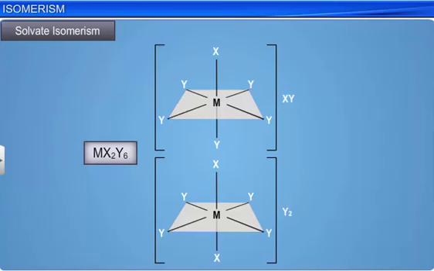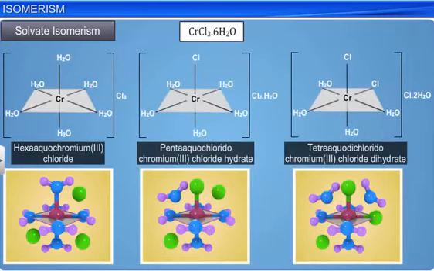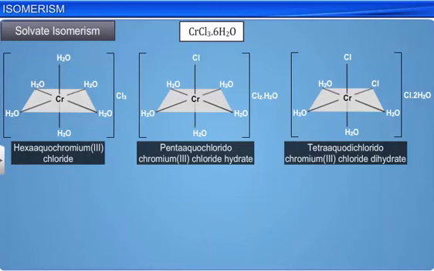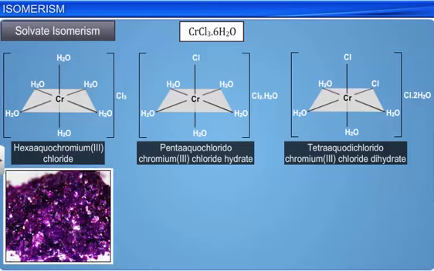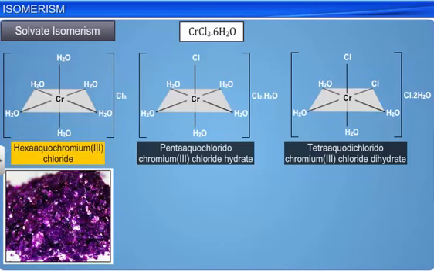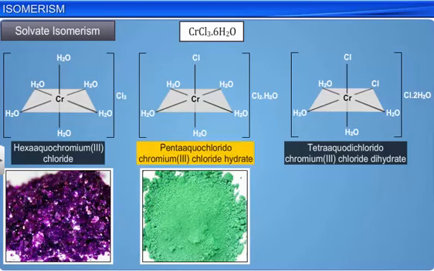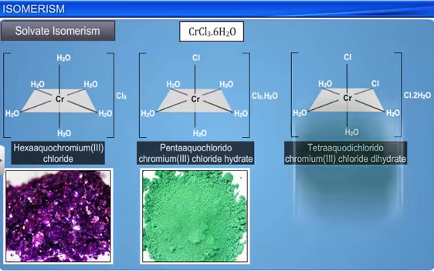3 isomers of chromium chloride hexahydrate, CrCl3·6H2O, are known. From conductivity measurements and quantitative precipitation of the ionized chlorine, they have been identified as the violet-colored hexa-aquochromium 3 chloride, the green-colored penta-aquochloridochromium 3 chloride hydrate, and the dark green-colored tetra-aquo-dichloridochromium 3 chloride dihydrate.